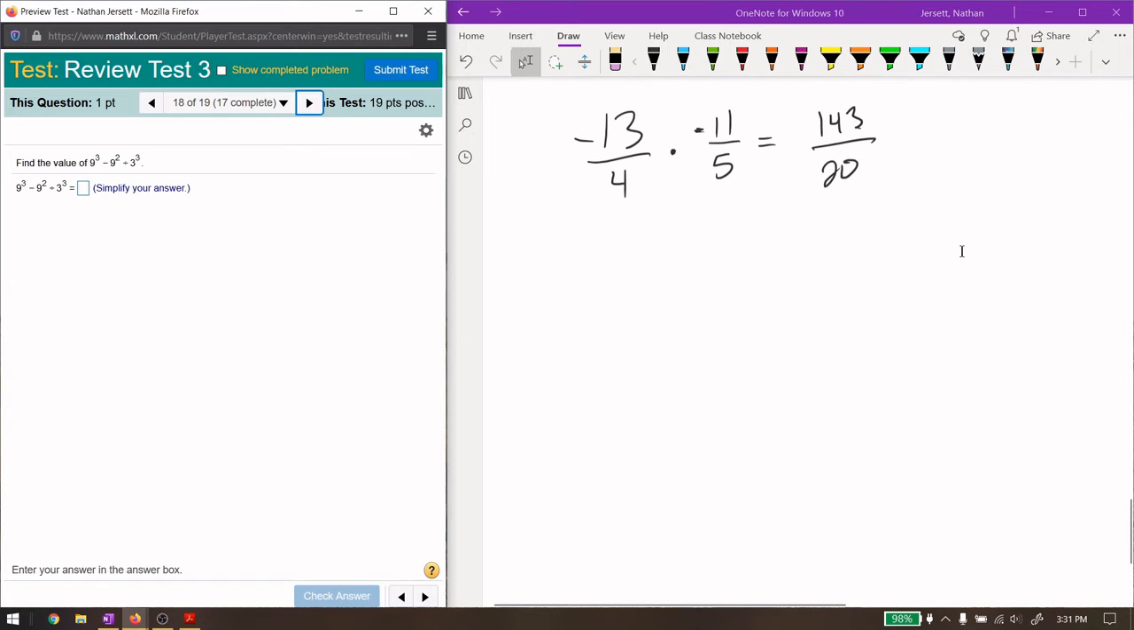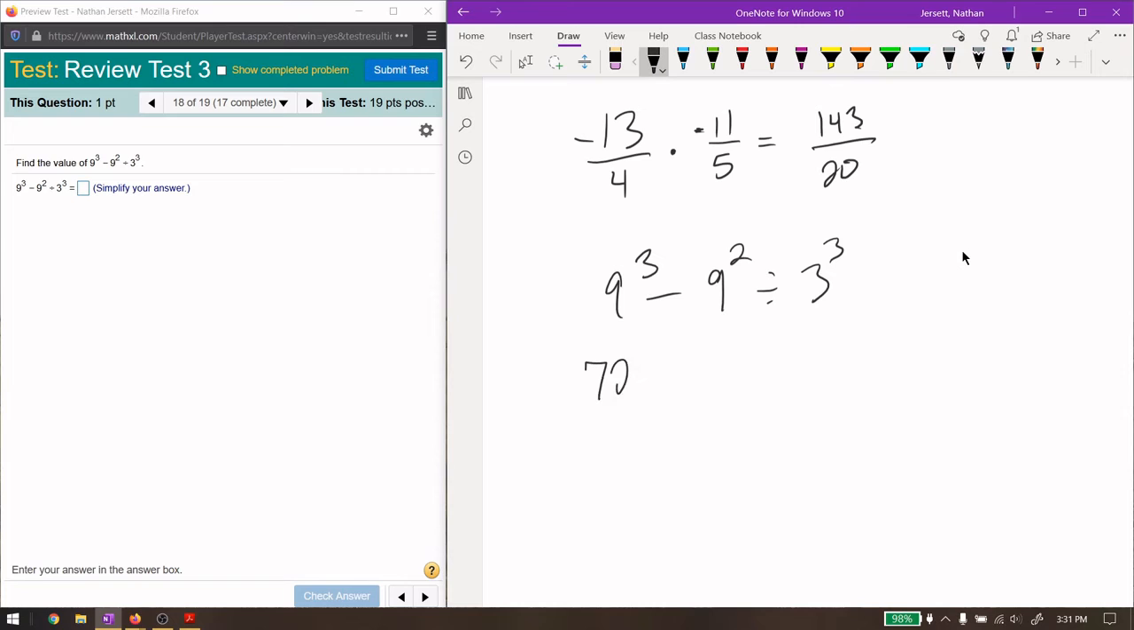All right, PEMDAS says we must do exponents first, then multiplication and division, and then addition and subtraction. So the first thing first is do all of these exponents. 9 cubed, 81 times 9, big number, 729. 9 squared is 81, and 3 cubed is 27.